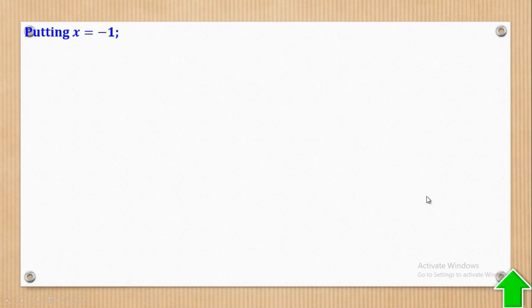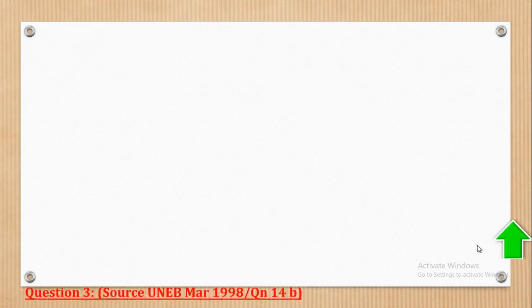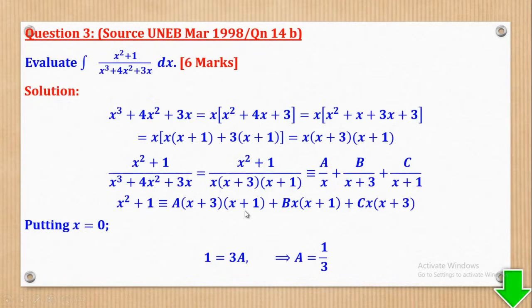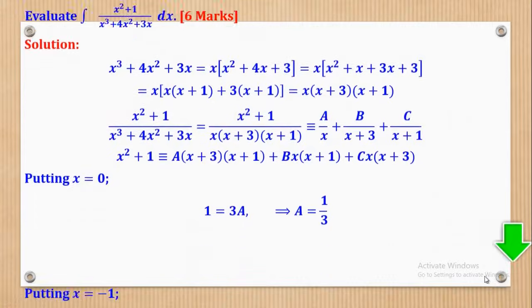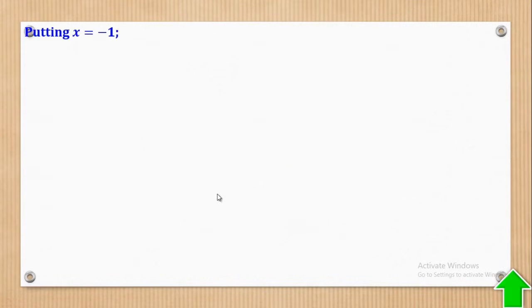What if I put x equal to -1? Because it means that the whole of this is going to cancel and this is going to cancel, so we remain with only this term and this term. So I'll come and get that as the value of c.